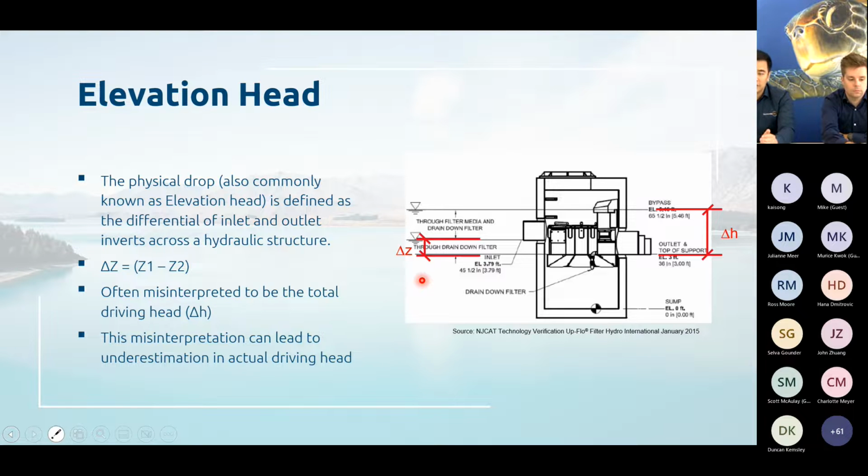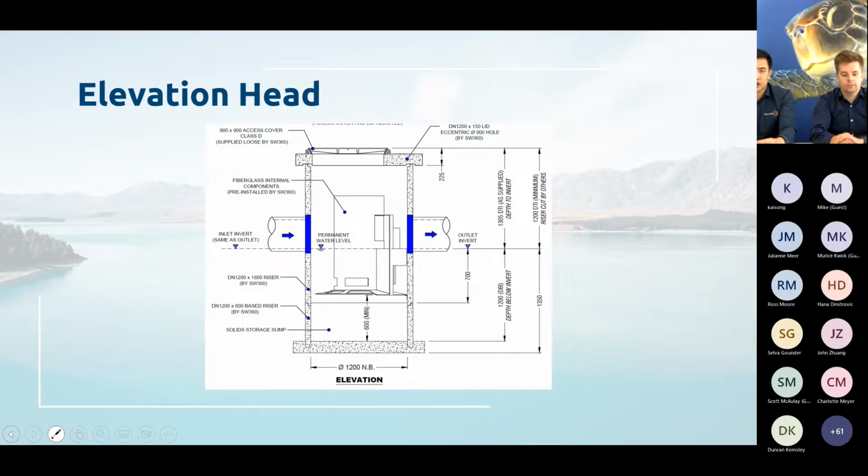So if you take the delta Z as your total driving head, then this could cause an unintended surcharge to the upstream network, which could actually cause flooding. So Matt will take you through some of the application of this difference between elevation head and total driving head through our treatment systems.